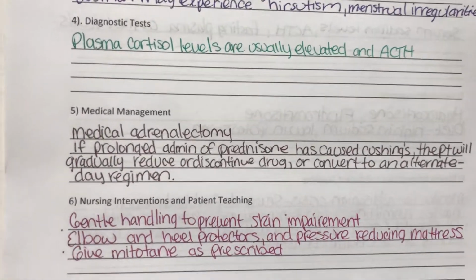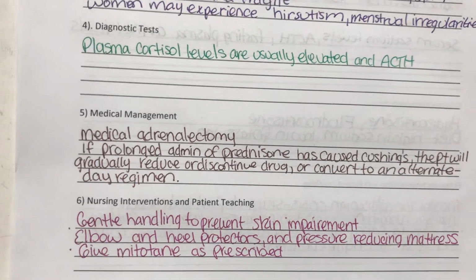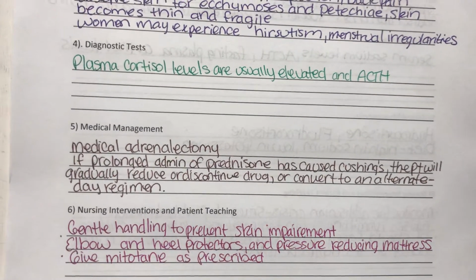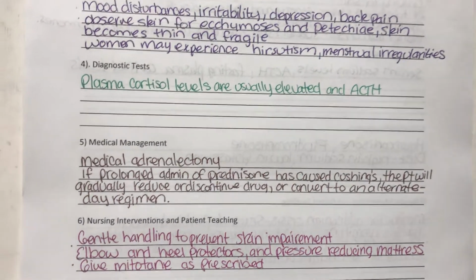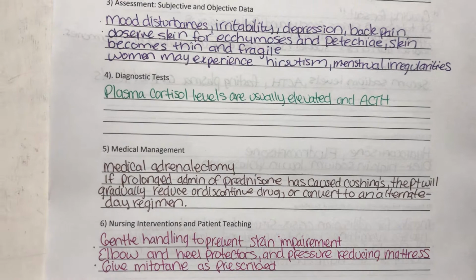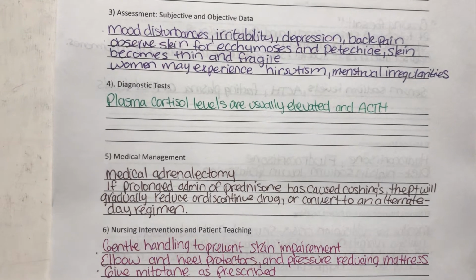Medical management, so they can do a medical adrenalectomy, so they're going to take that part out. And if prolonged administration of prednisone has caused Cushing's, the patient will gradually reduce it or discontinue the drug, or they're going to convert to an alternate day regimen.